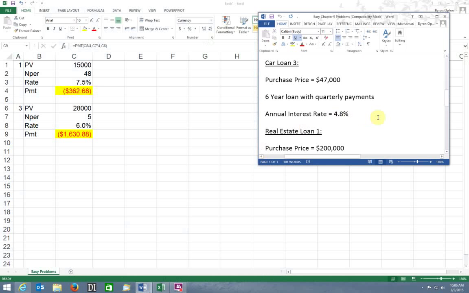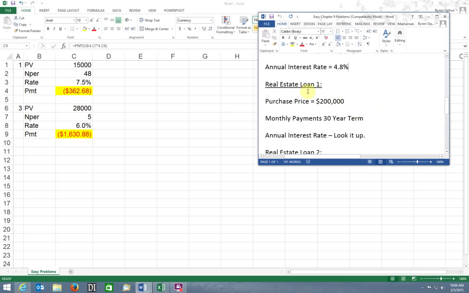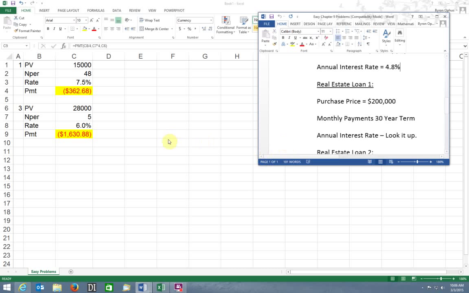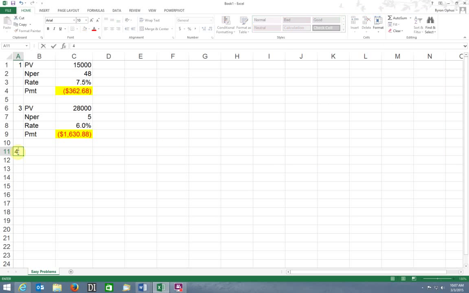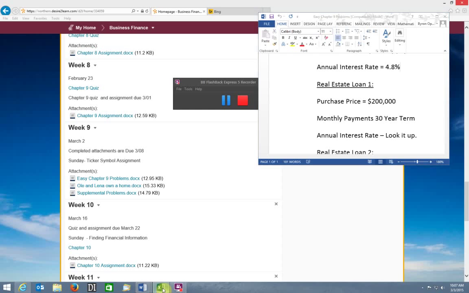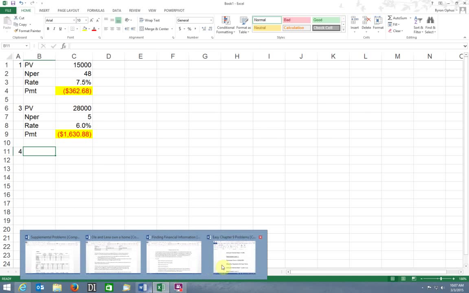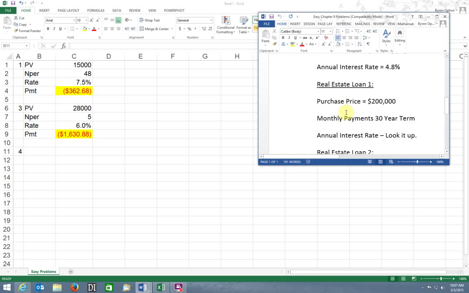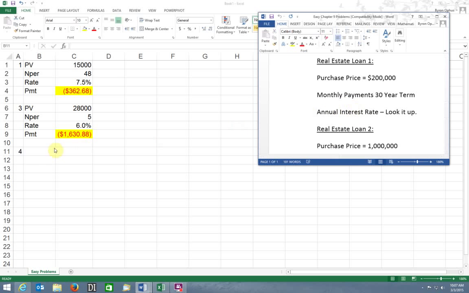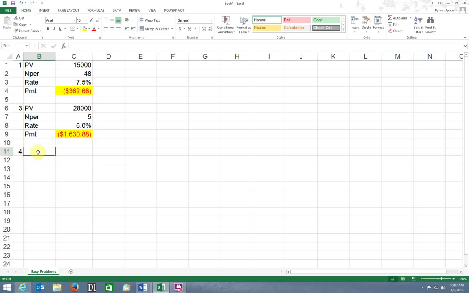So, okay. Well, then we come to real estate loan number 1, and this is problem 4 or 5. I think it's problem 4, so we'll come down to 4, and it's a real estate loan. But guess what? I think we set it up just exactly like we do the other loans. We've got a purchase price, monthly payments, a 30-year term, and I tell you to look up the interest rate. So I can just copy this and paste it down here. And my loan was $200,000, right? My number of periods, I said, was 30 years, so I'll put that in.